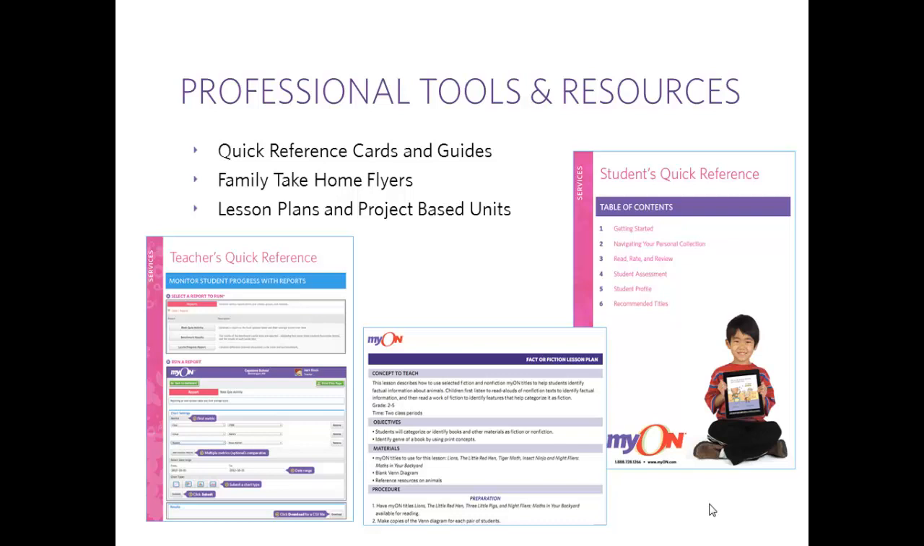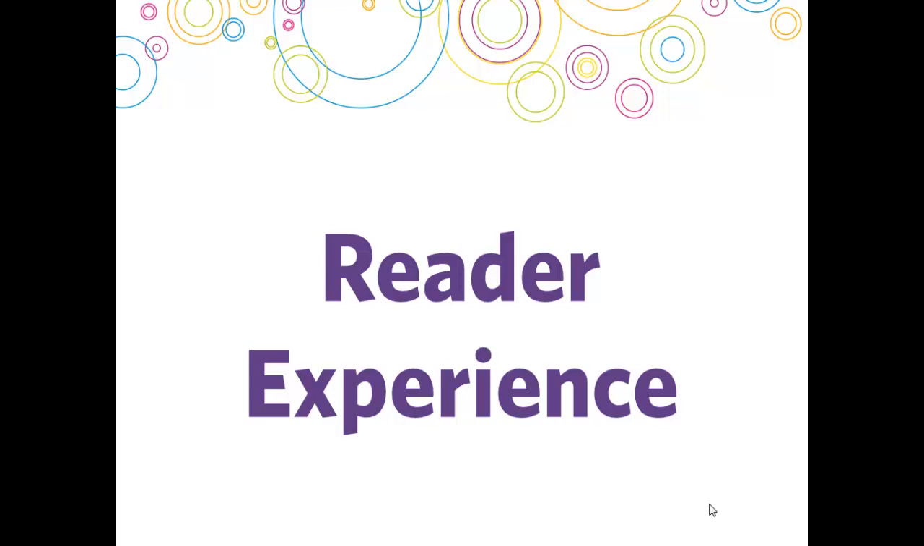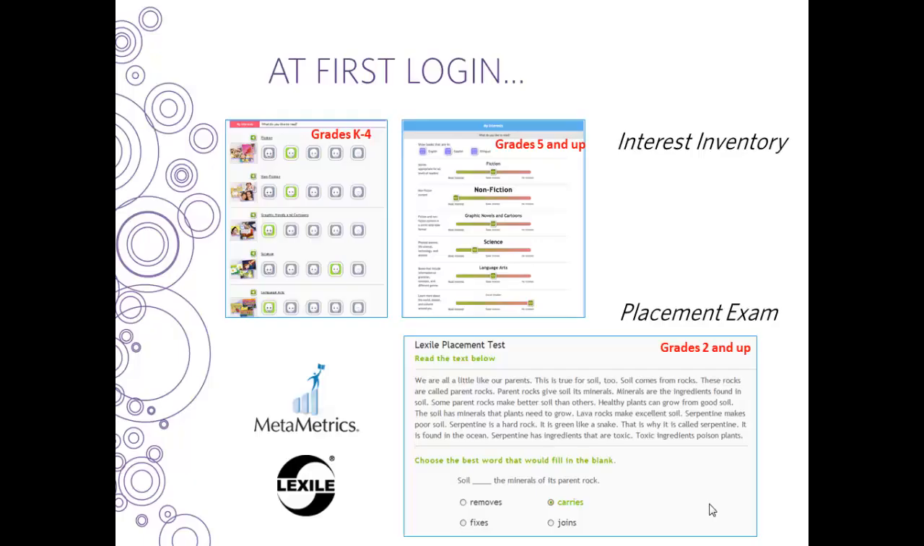The first time a reader ever logs in, myON asks about the things they like. This is the interest inventory that myON uses to help pick books that are interesting to the reader. Younger readers select smiley faces and can click on radio buttons to have the categories read aloud.